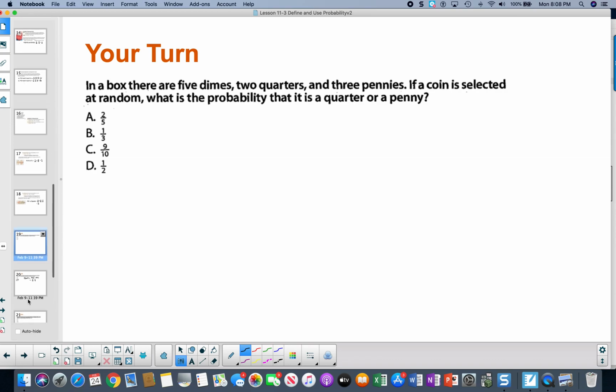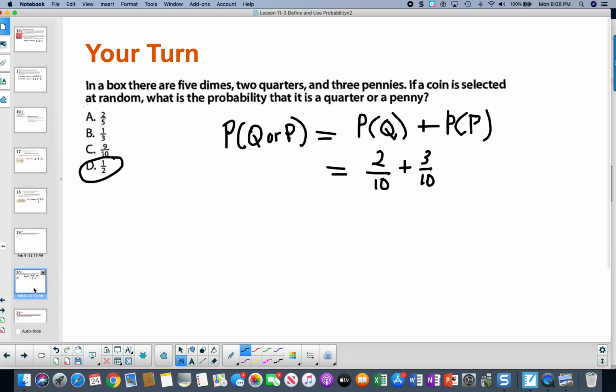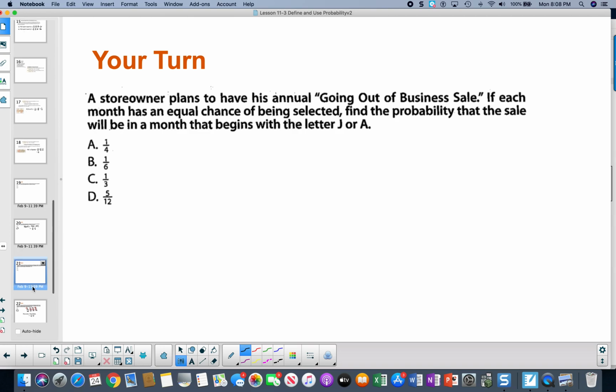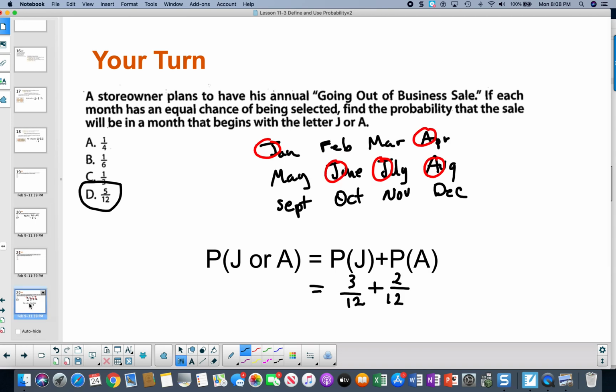Okay, your turn. Pause. And here's the answer. This is an or. Pause. Another or. And this is also independent, so you just add these together.